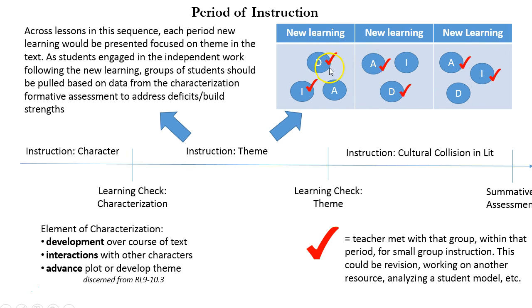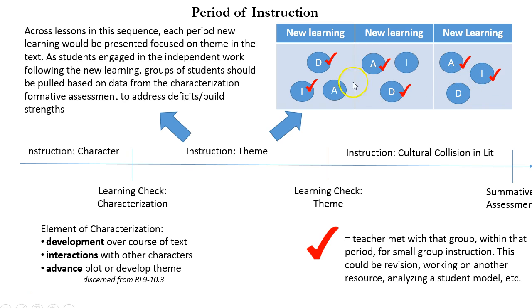So maybe on the first day, I see the group for development and interactions, but I don't see the group that had trouble with how the characterization advances the plot. But I make sure I start with them the next day, and then I circle back to the kids who needed some help with development. And maybe some of these kids from development had moved up into a different group, or they didn't need additional support on the next day. And then on the third day, I have another chance to get the kids who needed support with advancing the plot, and the kids who worked with interaction with other characters.